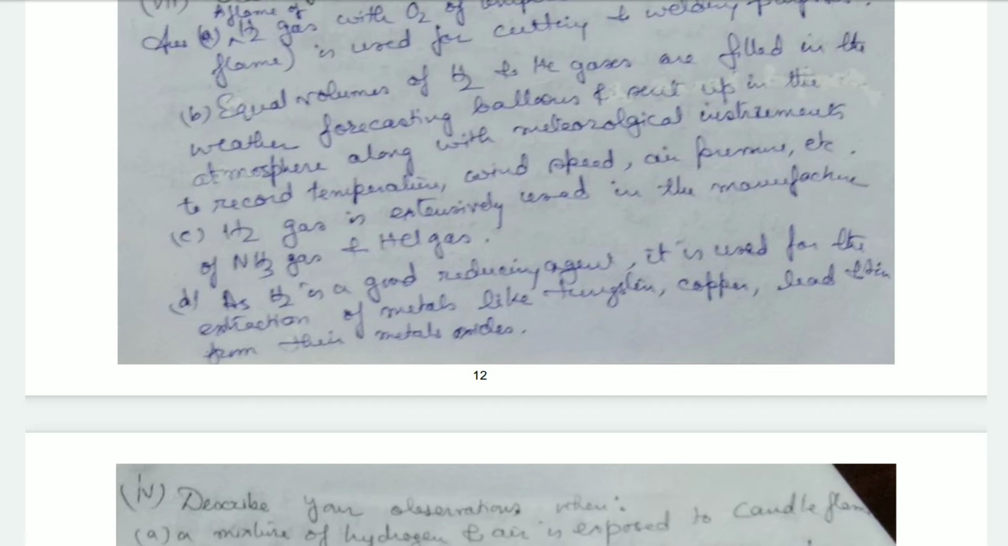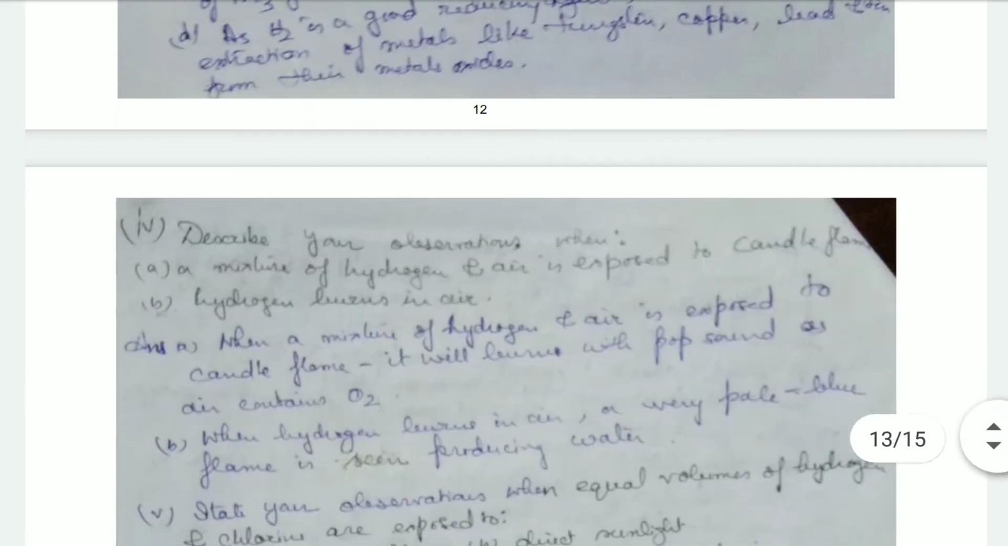Then H2 gas is used extensively in the manufacture of ammonia gas and HCl gas, which are again utilized for other industrial purposes. Then as H2 is a good reducing agent, it is used for extraction of metals like tungsten, copper, lead and tin from their metal oxides. The metals can be extracted from their metal oxides as hydrogen gas is a good reducing agent.